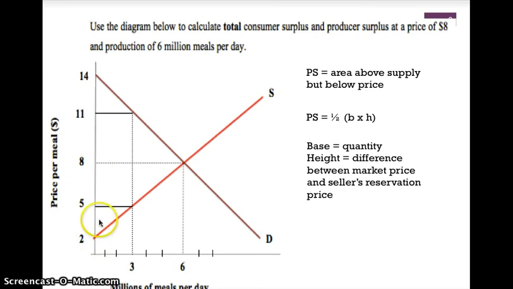How do we get the height? The height would be the difference between the market price and the seller's reservation price. Now remember, the seller's reservation price is where the supply curve cuts the price line. If you're using an equation, the seller's reservation price is found by substituting Q equal to 0. So you plug Q equal to 0 into the supply equation and solve for the lowest price, Pmin, that the seller is willing to accept. The difference between the market price and the seller's reservation price of $2 is 6. So the producer surplus will be a half times 6, the quantity, the base, times the height, which is 8 minus 2, $6. So the producer surplus would be 18 million.